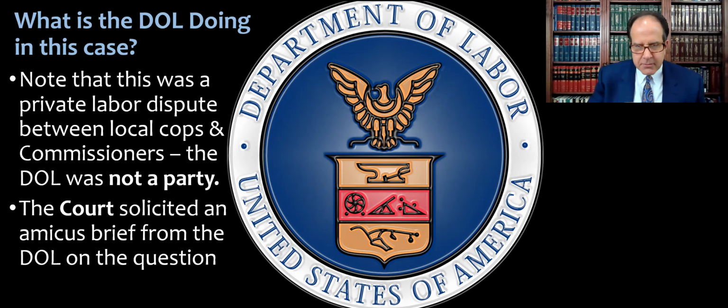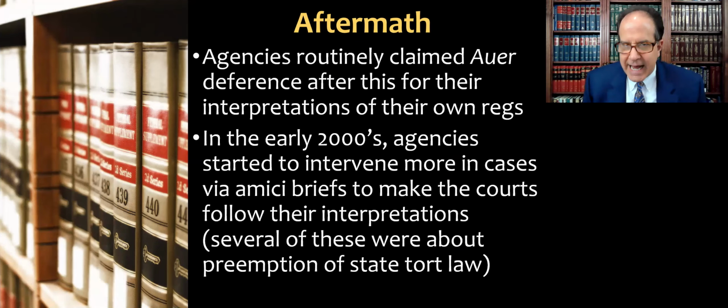Some of the subsequent cases played out the same way, where the court would solicit an amicus brief from the Solicitor General or from the secretary of an agency itself, and then just give heightened deference to their position. Now, agencies after this started to routinely come into court claiming Auer Deference for their own regulations. Remember, this is a 1997 case. And in the early 2000s, agencies started to intervene in other cases where they weren't even parties, either through solicited amicus briefs or through unsolicited amicus briefs, trying to get the courts to follow the agency's interpretations.